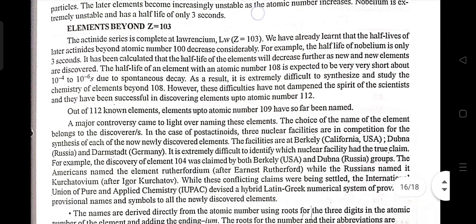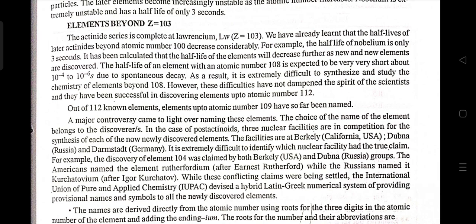Elements beyond atomic number 103: the actinide series is complete at lawrencium. We have learned that the half-life of the later actinides beyond atomic number 100 decreases considerably. For example, the half-life of nobelium is only 3 seconds. It has been calculated that the half-life of the elements will decrease further as new elements are discovered.